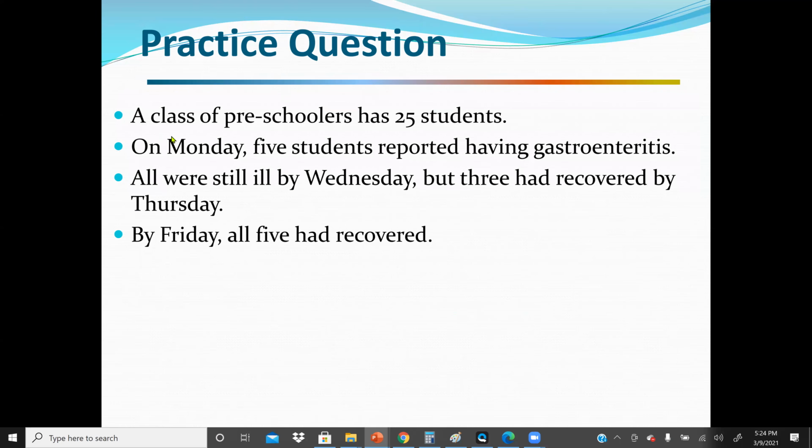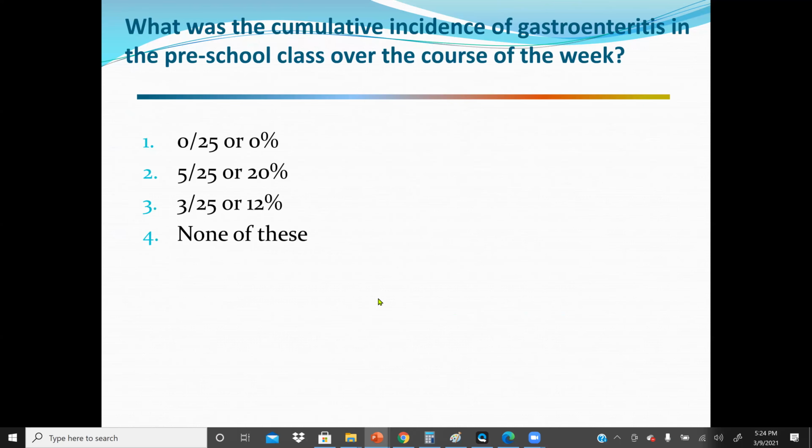So we have a practice question here. A class of preschoolers has 25 students. On Monday, 5 students reported having gastroenteritis. All were still ill by Wednesday, but 3 had recovered by Thursday. By Friday, all 5 had recovered. What was the cumulative incidence of gastroenteritis in the preschool class over the course of the week? Which means the whole week, it will be 5 over 25. We have 5 cases. The cumulative incidence is for the period of time, the whole week.